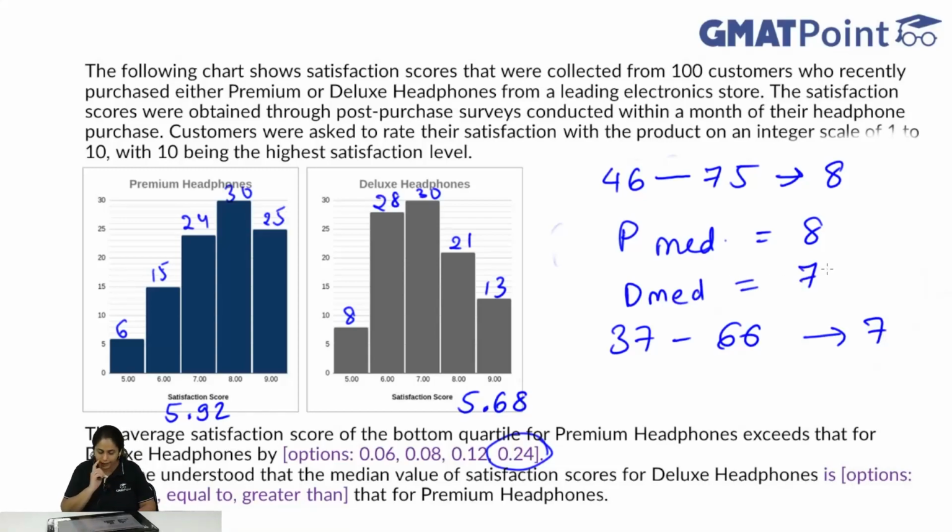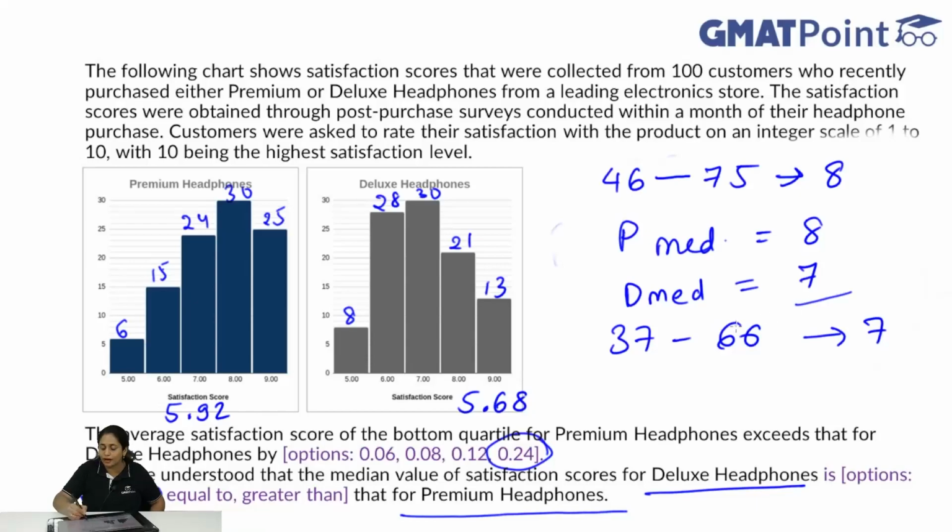So how much is it greater than, less than, equal to? We can see that the median value of deluxe headphones is lesser than the median value for the premium headphones. So the median value of satisfaction score for deluxe headphones is less than that for the premium headphones. So the correct option to choose is less than.